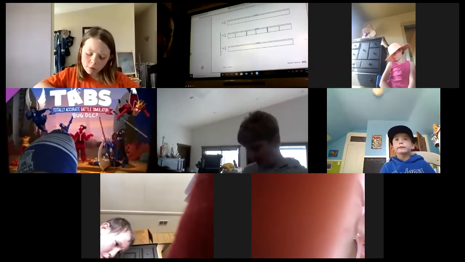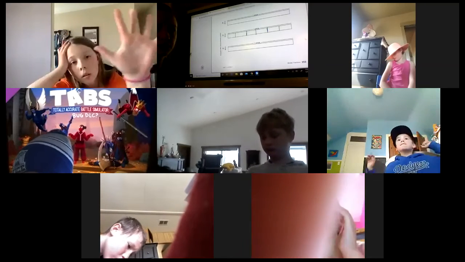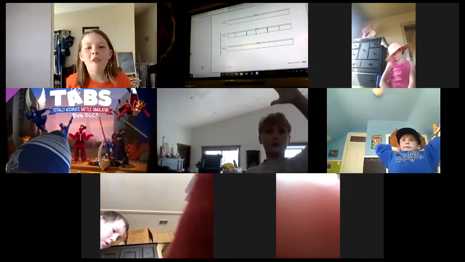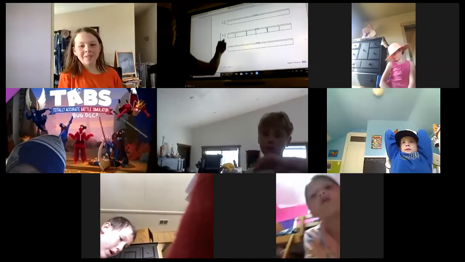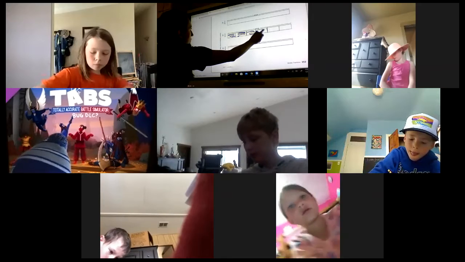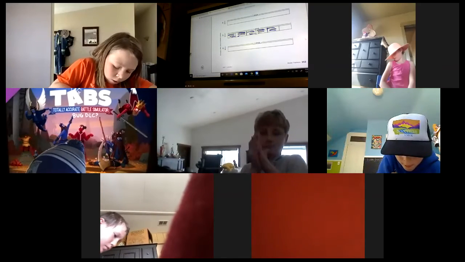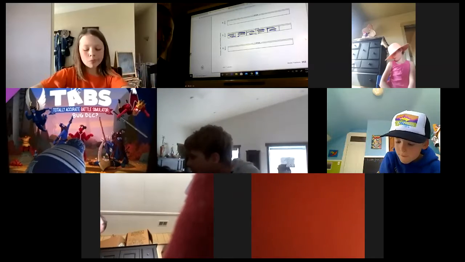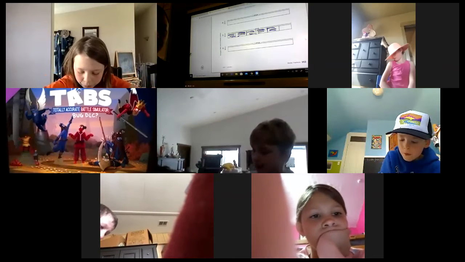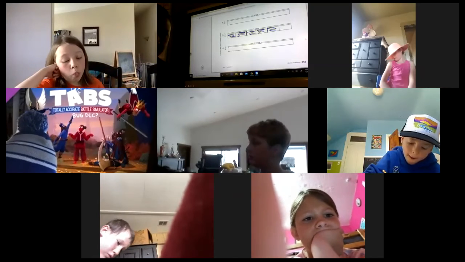How many pieces do we need to shade to represent 5/6? Go ahead, Tilly. 5. Awesome, 5. So everybody, we have 1, 2, 3, 4, and 5. Okay, each one of those smaller pieces represents 1/6. If I add 5 of them, we get 5/6. Very good. Okay, the last one, number 6.